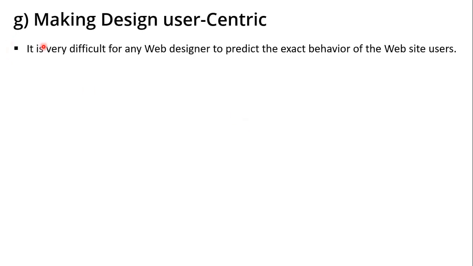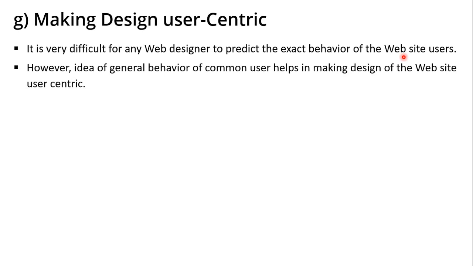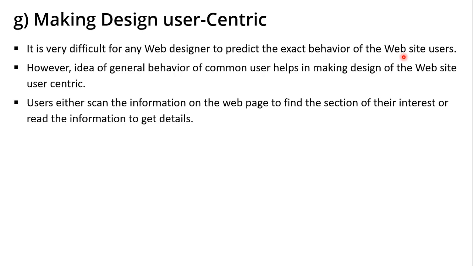Okay, it is very difficult for any web designer to predict the exact behavior of the website user, how they will react. However, an idea of the general behavior of common users helps in making the design of the website user centric. You have to make your website user friendly. Users either scan the information on the web pages to find the section of their interest or read the information to get the details.